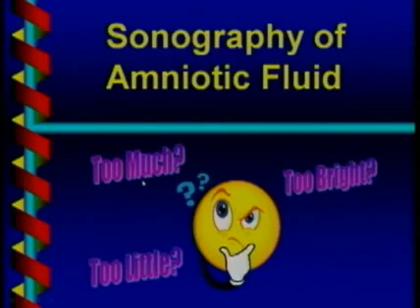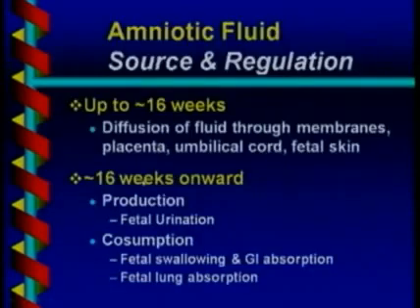The last thing that I'll talk about is ultrasound of amniotic fluid. Here the questions are: is there too much, too little, or is it too bright? It's important to know a little bit about the source and the regulation of amniotic fluid. Up to about 16 weeks, amniotic fluid occurs as a result of diffusion of fluid through the membranes, the placenta, the umbilical cord, and the fetal skin.